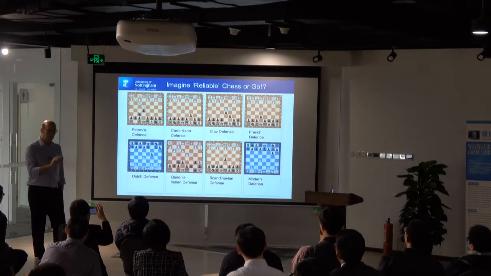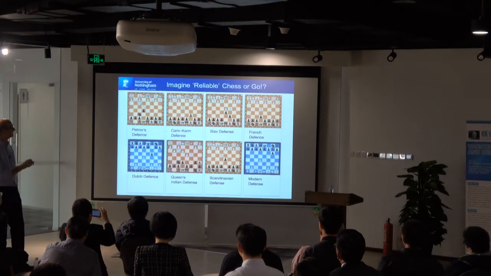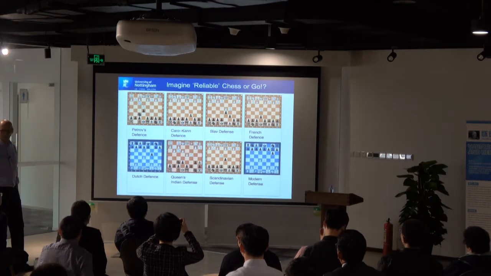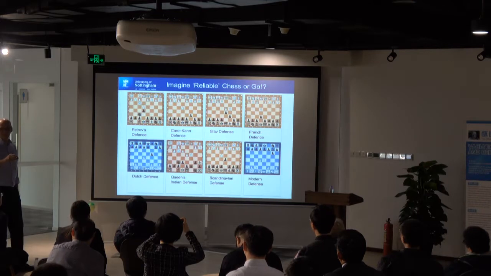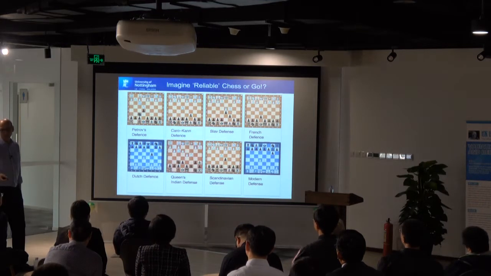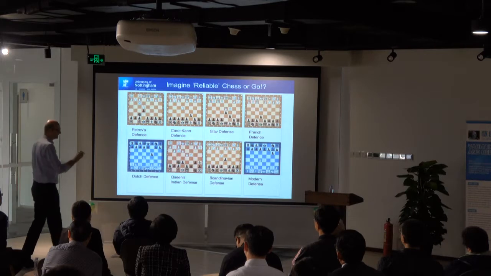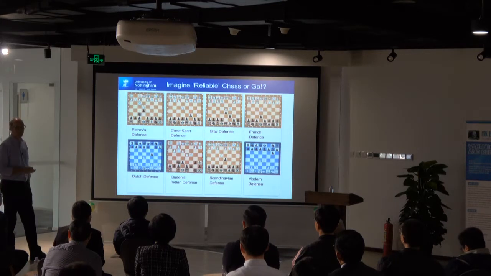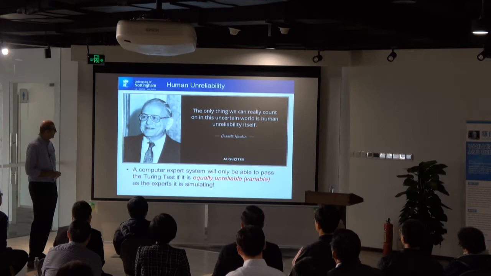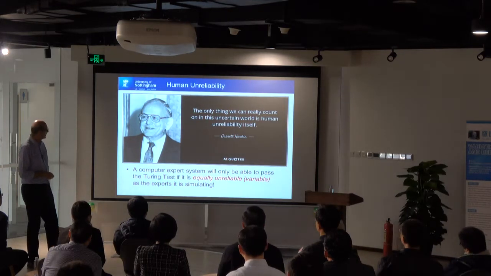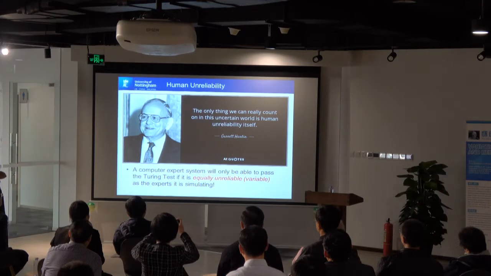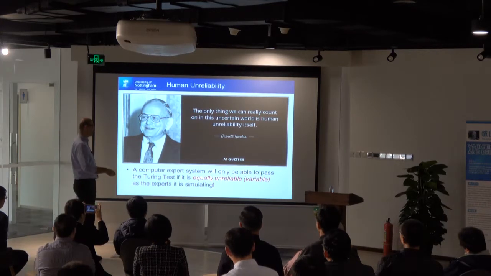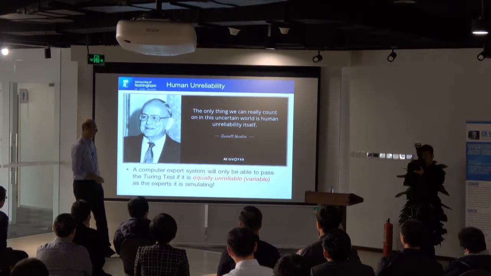However, I'm just going to use a loose analogy. If you played chess or Go the same way every time, if you tried to create the optimal strategy and played it optimally every time, you would quickly lose. You can't play chess or Go the same way each time. You have to vary the process to play chess effectively. So I'm going to say this computer expert system will only ever pass this Turing test if it's equally unreliable or variable as the experts it's simulating.